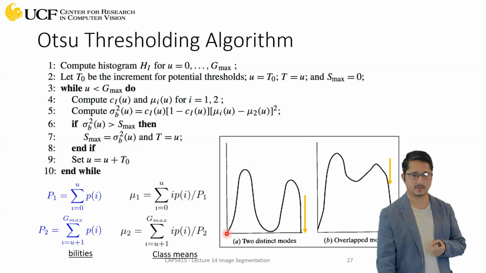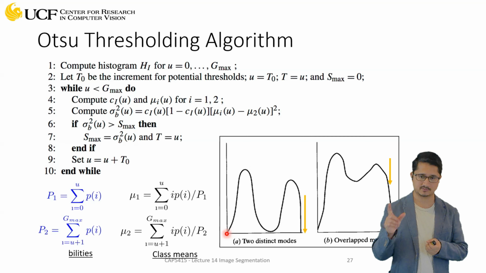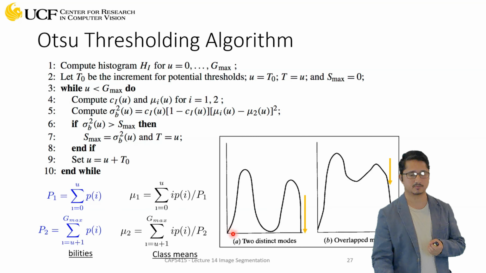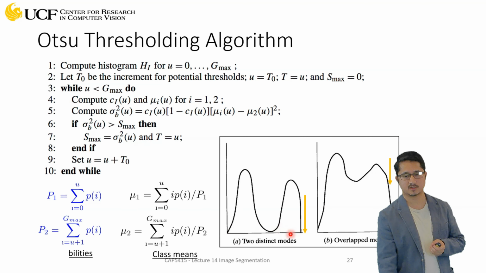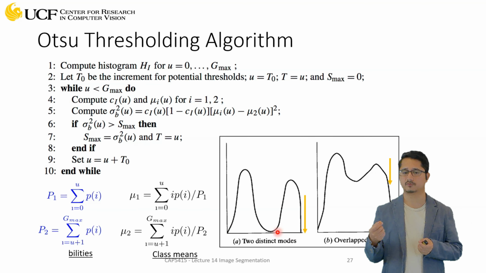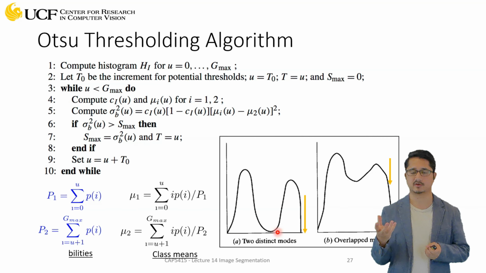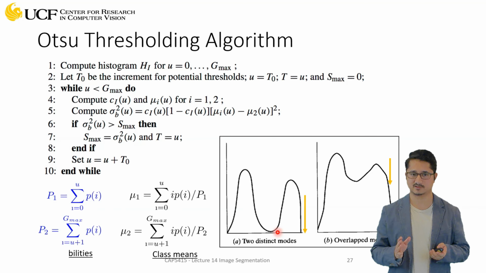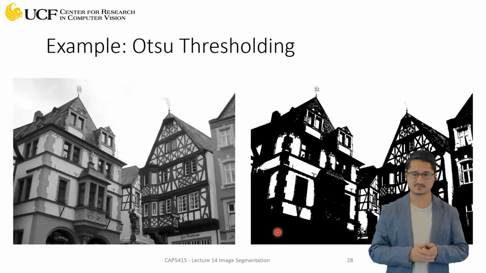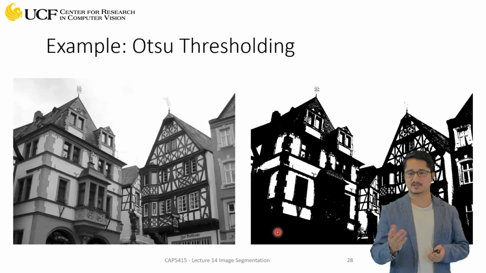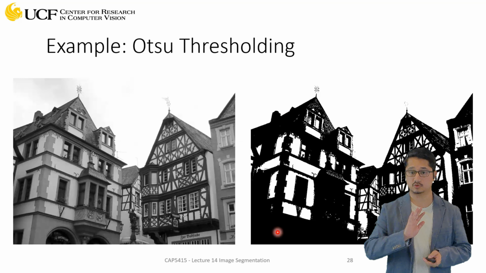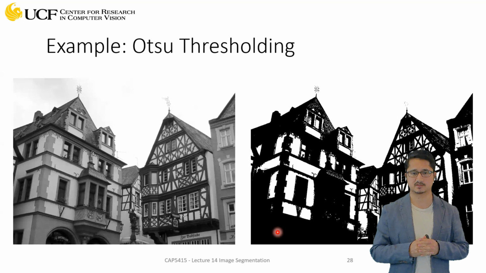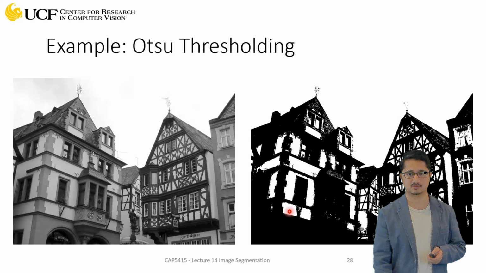So you start from the left, you compute the interclass variance, you move to the next step, you compute it, and as you move from 0 to 255, whichever threshold value gives the maximum interclass variance, that's the solution. That's it. Now, this is the result of this Otsu algorithm. So no manual fine-tuning, no manual analysis. You just give this image to the algorithm, and it will give you this output. Pretty cool, right?